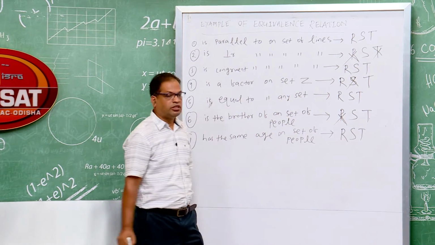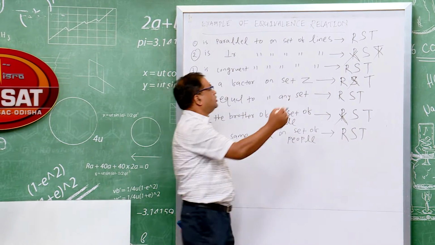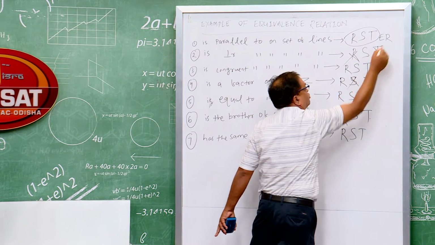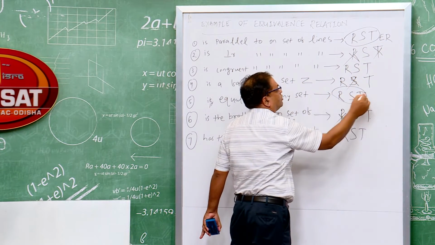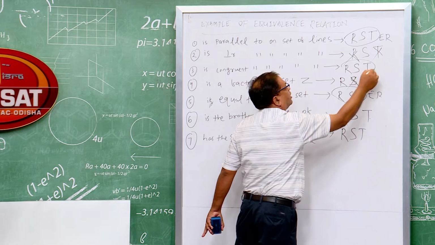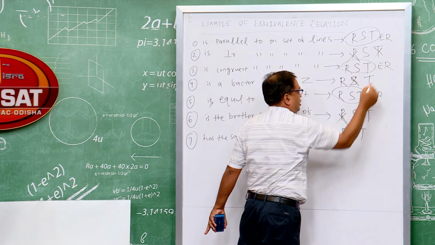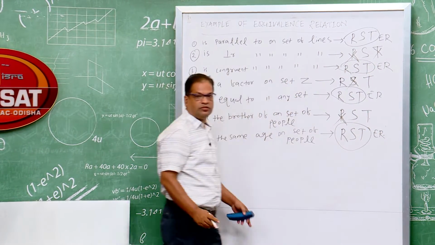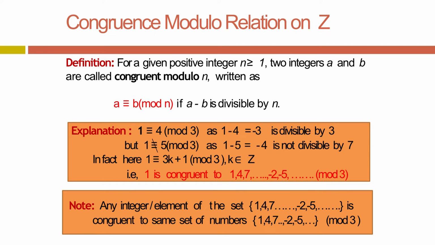So, among these 7 relations, this is an equivalence relation, because it is reflexive, symmetric and transitive. This is also an equivalence relation, and this is also an equivalence relation, and this is also an equivalence relation. Now, there is one more important example of equivalence relation, congruence modular relation.